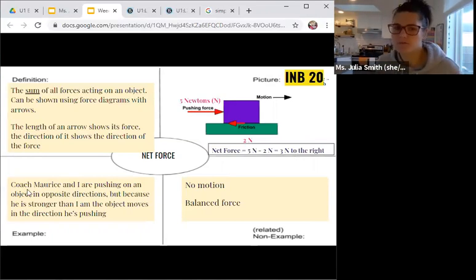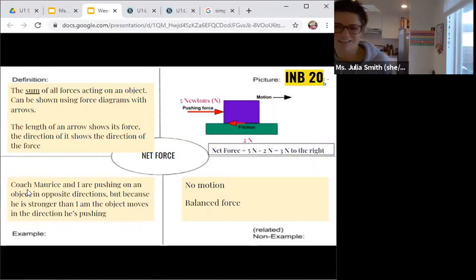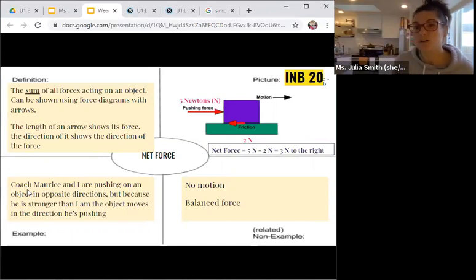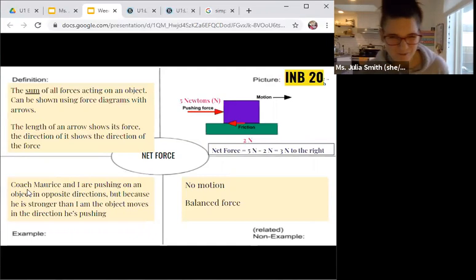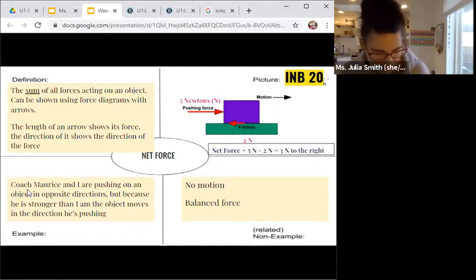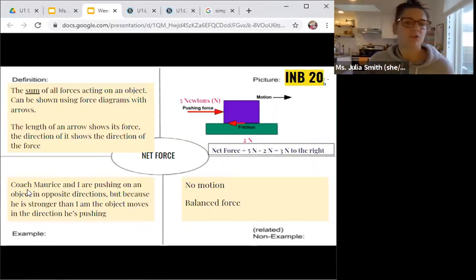An example of net force I like to use is Coach Maurice and I, just because there's such a stark difference in our size and strength. For example, he and I are pushing on an object in opposite directions. I'm on one side, he's on the other, and we're pushing. But because he's much stronger than I am, the object is going to move in the direction he's pushing. That is the result of a net force.